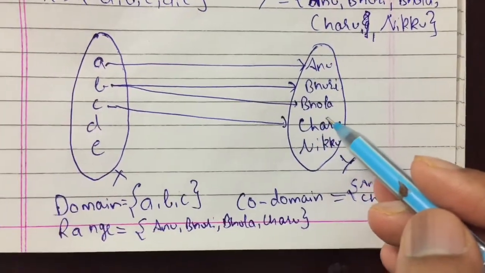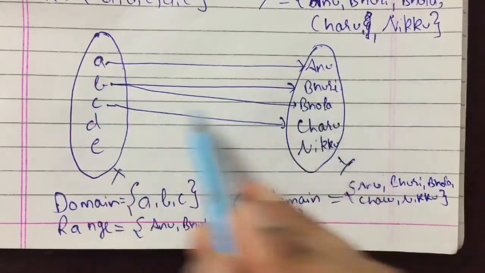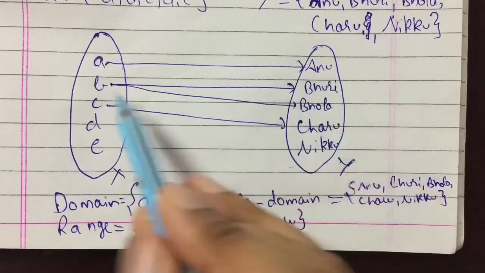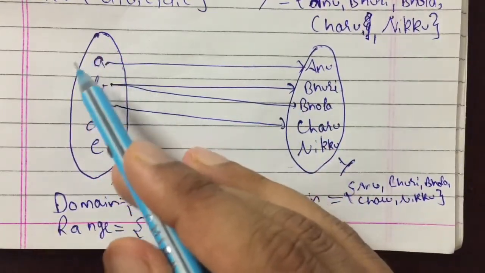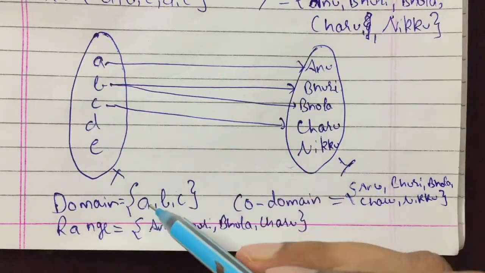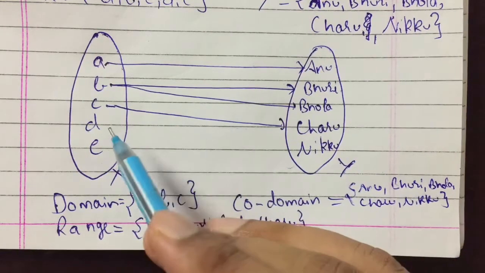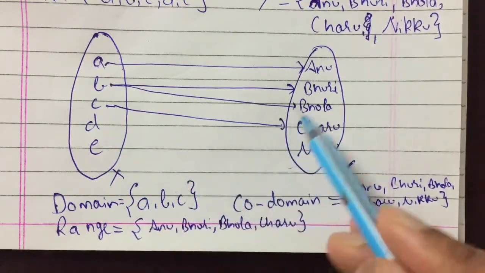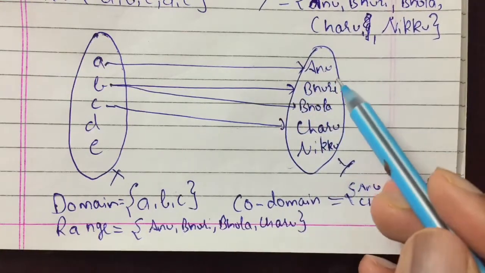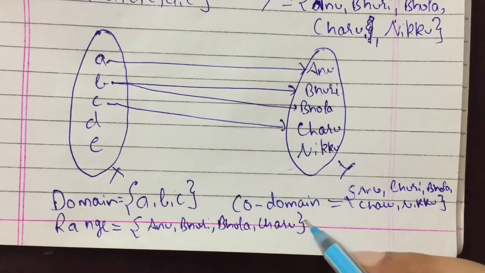So domain, let me tell you again, domain is what, जिनकी भी इमेजेस बन रही होगी ना इस साइड में, इनको हम बोलते हैं इमेजेस. तो जिनकी भी फ्रॉम सेट ए इमेजेस बन रही होगी, एरो जा रहे होंगे, द एलिमेंट्स आर कॉल्ड डोमेन. तो किसकी इमेजेस बन रही है? ए, बी और सी की इमेज बन रही है, तो ए, बी, सी आर कॉल्ड डोमेन. रेंज मीन्स जो इमेज बन रही है, मीन्स अनु, भूरी, भोला एंड चारू, इन चारों की इमेज बन रही है. रेस्ट की तो कोई इमेज बन नहीं रही. सो दिस इज कॉल्ड रेंज.